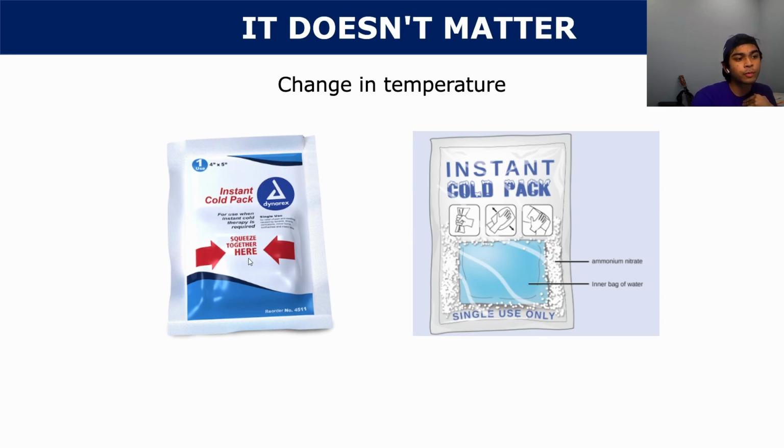But the reason a cold pack works is because dissolving ammonium nitrate is very endothermic, meaning it takes a lot of heat from the atmosphere or from its surroundings, and it makes itself very cold. And so you have something that's on two sides. You have a change in temperature, and you also have what is really just a phase change.